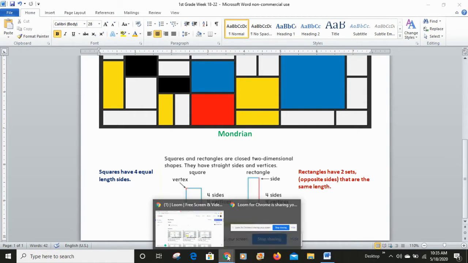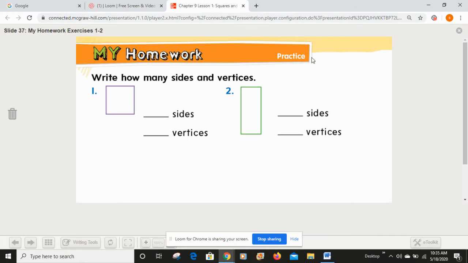Let's practice a little bit of this. Here's a square, here is a rectangle. How many sides does a square have? 4. How many corners does a square have? 4. 4 sides, 4 vertices. How about in the rectangle? How many sides? 4. And how many corners? 4. Notice that the corners on rectangles and squares are square corners. We call those 90-degree corners. Let's check our work and see if we're right. We are. 4 sides, 4 vertices.